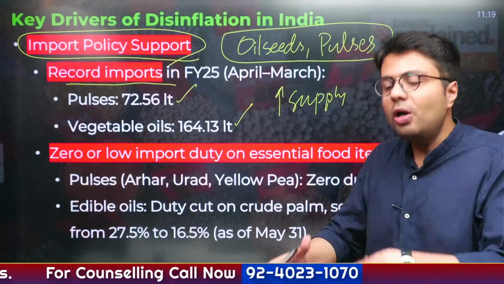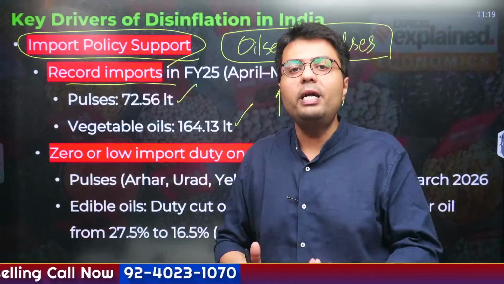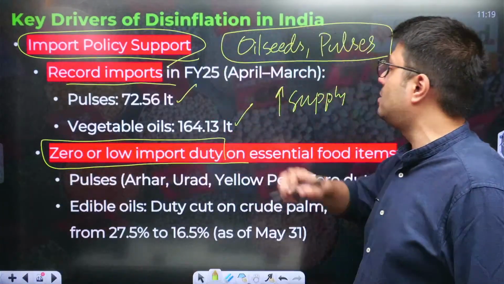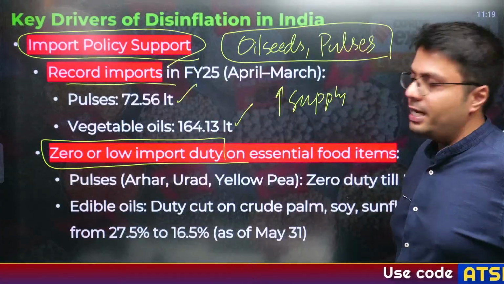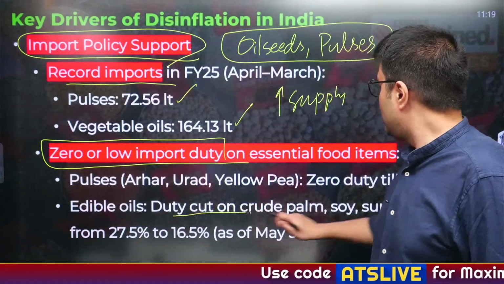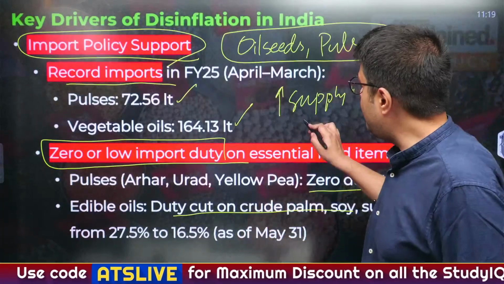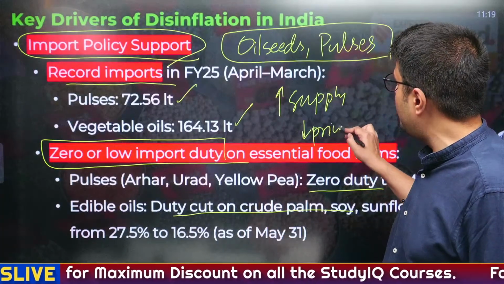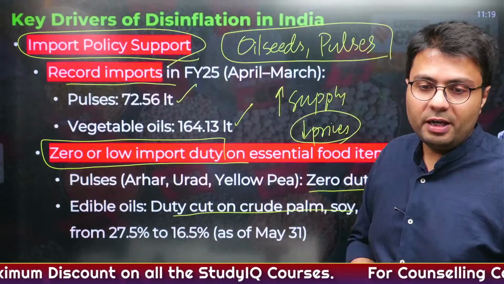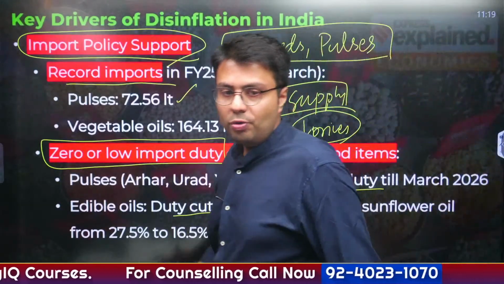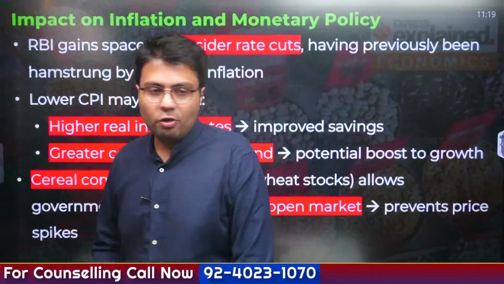Similarly, to ensure that these supplies are brought into India at a cheaper rate, the government has imposed zero or a very low customs duty on essential food items. So for pulses and edible oils, the duty has been either made zero or very low, so that it reduces the overall landing prices of these commodities into India. This has helped in cooling down prices due to the import of essential commodities.